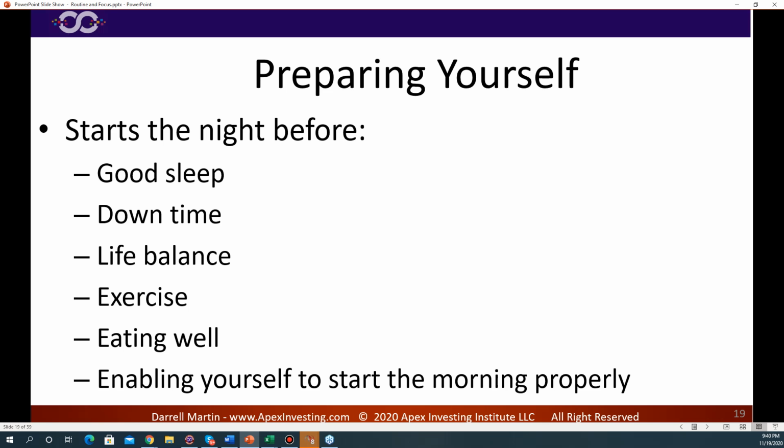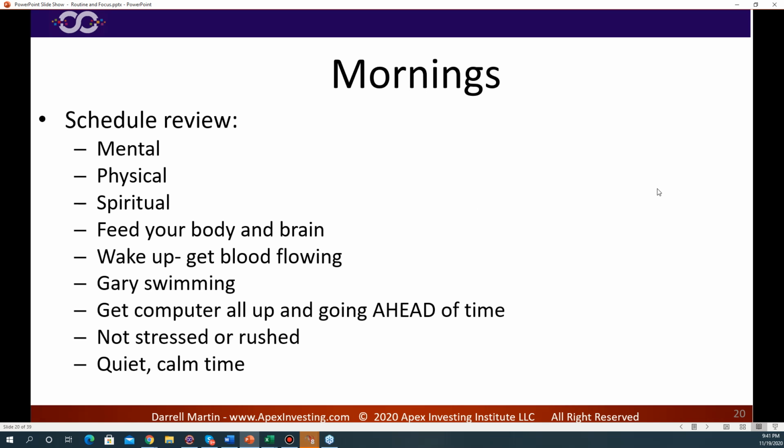Exercise. Eat well. Like, do the things that will help you be better that next morning. Enable yourself to start that next morning better and more awake and alert and focused and sharp, right? The way you feel physically really does affect how you can feel mentally. And the way you feel physically really does affect how long you can focus and be sharp the next day. So it does kind of start the night before. And, again, you want to just make sure that you are balanced and you're taking care of yourself mentally, physically, spiritually. Feed your body and your brain. Wake up and get your blood flow going.